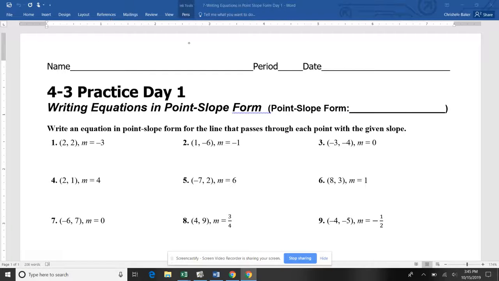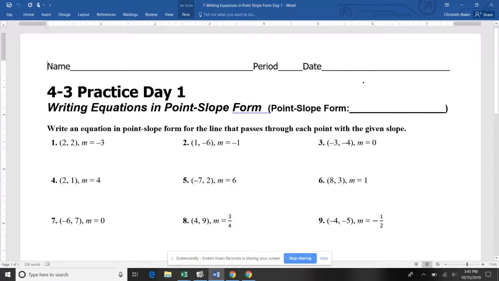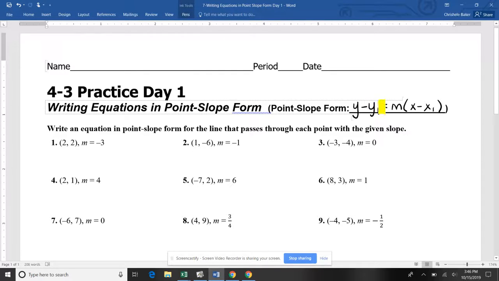This video is about writing equations in point-slope form. So point-slope form is y minus y1 is equal to m times the quantity x minus x1. So when we are using this formula, we are going to input values for m, which is our slope, and then an ordered pair, which is x1, y1.